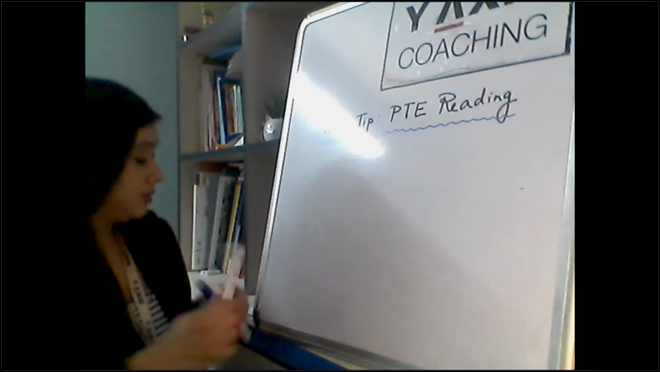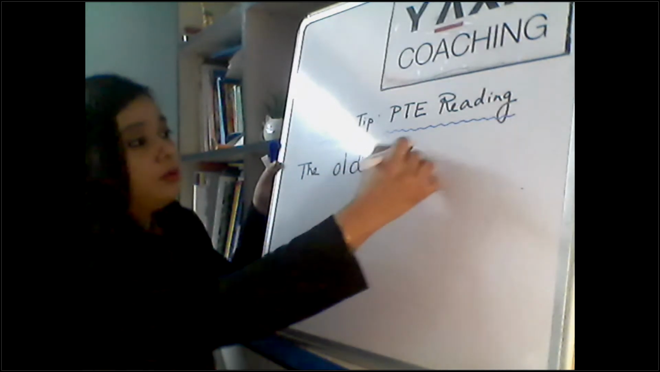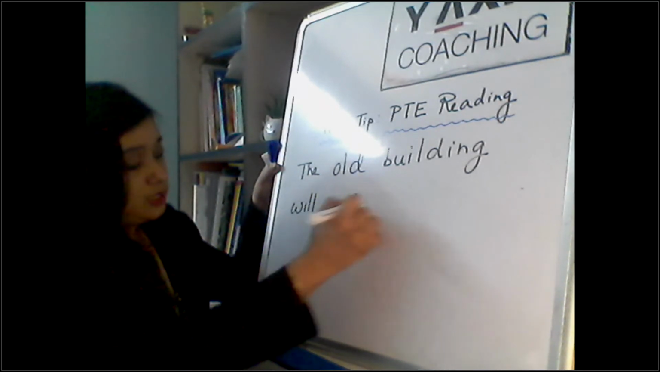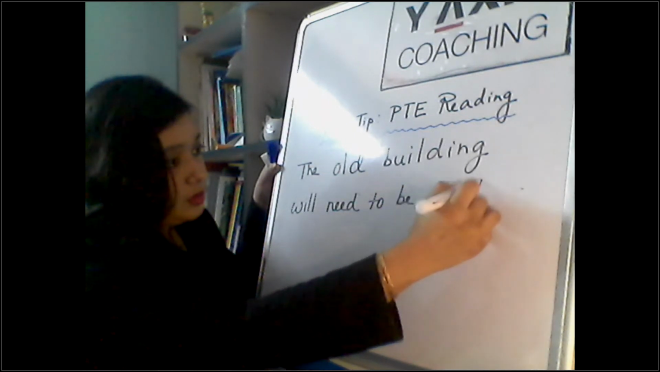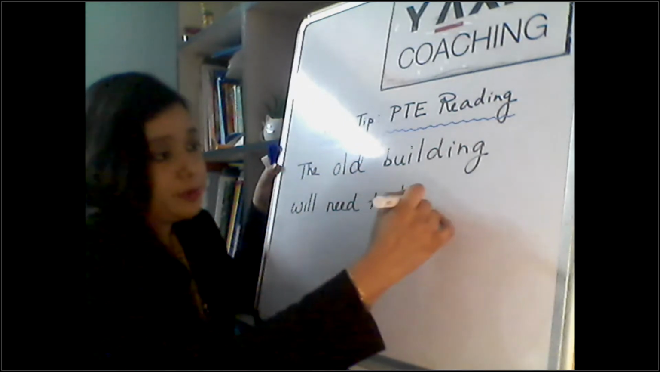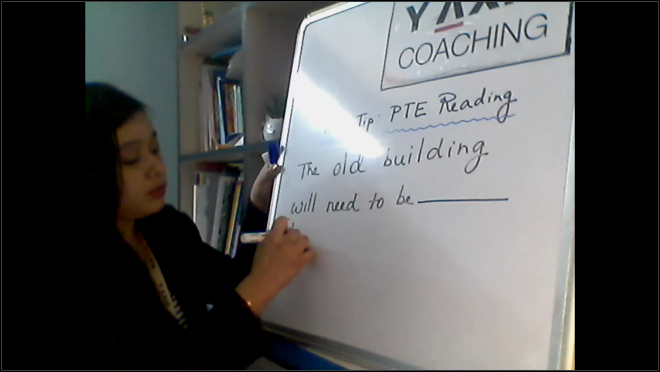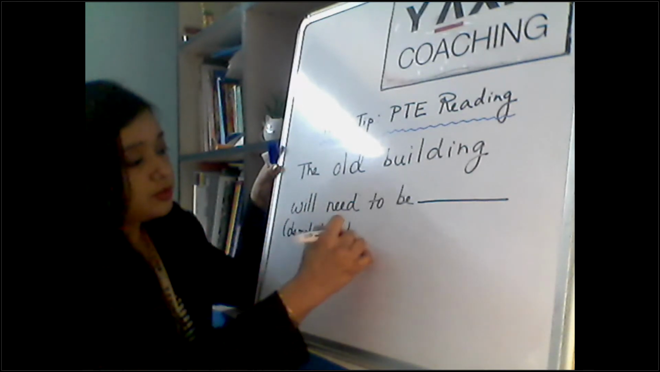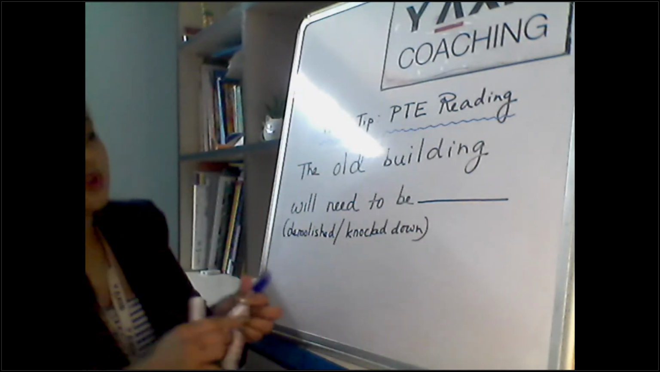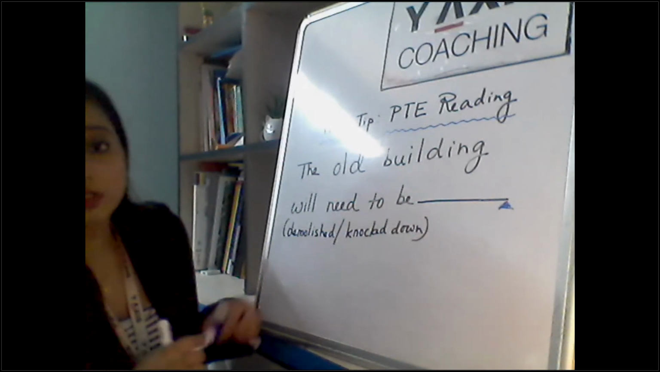Suppose the sentence is something like this. The old building will need to be demolished. Actually, over here there is a blank. The old building will need to be blank space. And for this blank space, we have two options: demolished slash knocked down. Imagine that there is a drop down option over here, and when you click on the drop down option, you see these two options, demolished versus knocked down.